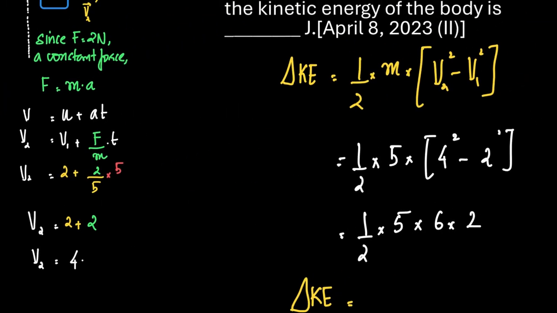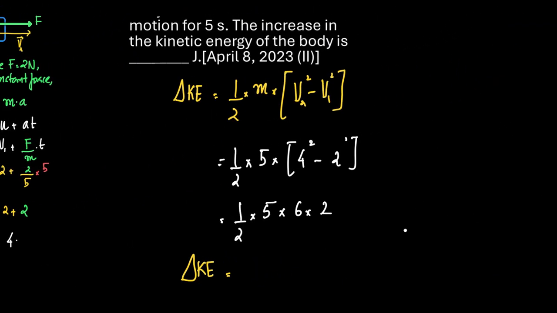And if V2 is equal to 4 meter per second, what have we been asked to find out? We've been asked to find out the increase in kinetic energy, which is change in kinetic energy, which is equal to half into m into V2 square minus V1 square. V2 square is 4 square minus 2 square, which is 4 plus 2, 6, into 4 minus 2, which is 2. So 2 by 2 is 1, and therefore 6 into 5 is, so change in kinetic energy is 30.